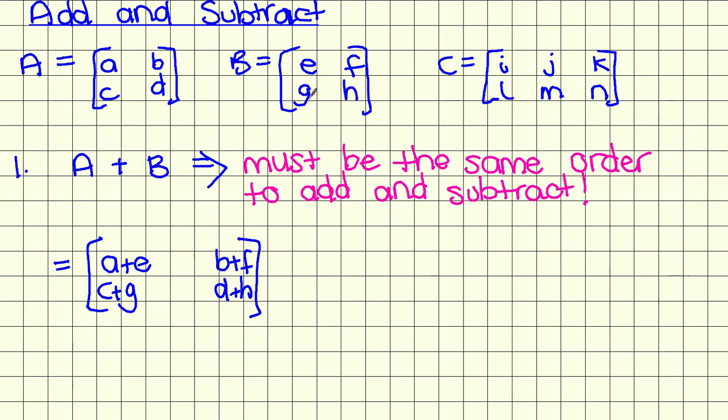Taking away is just the exact same, just make sure you take away from the same bit in the matrix, the same row and the same column number. And that's it. I'm not going to go through any more examples for adding and subtracting because it is that straightforward. What I do want you to do is to work through these questions.